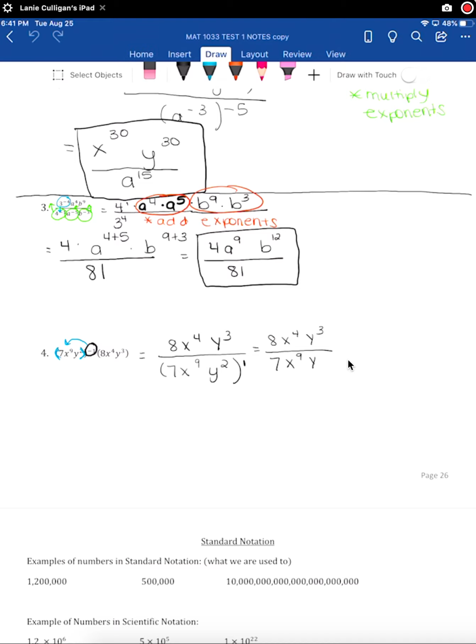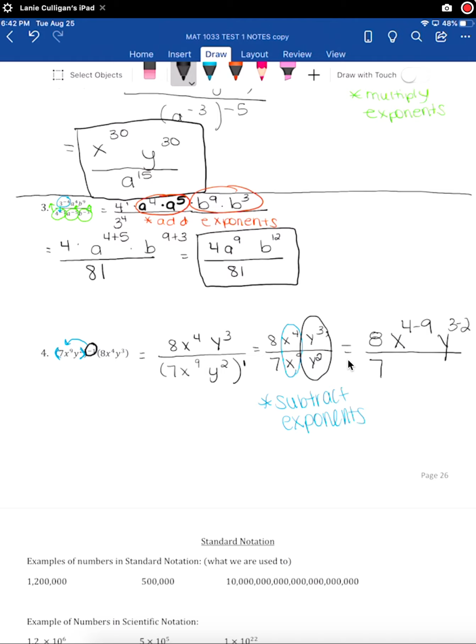So the 8 is going to stay up top and the 7 is going to stay on the bottom. Next we have x to the fourth divided by x to the ninth. We are dividing, so that means we are going to subtract our exponents. It automatically goes to the top, so x to the 4 minus 9. Same thing with our y's. This was y cubed divided by y squared. We're going to subtract our exponents, and they automatically go to the top.